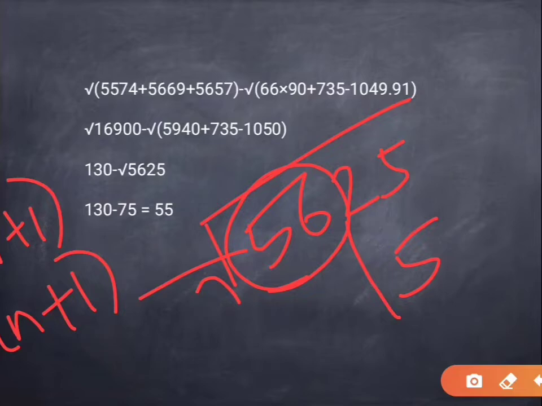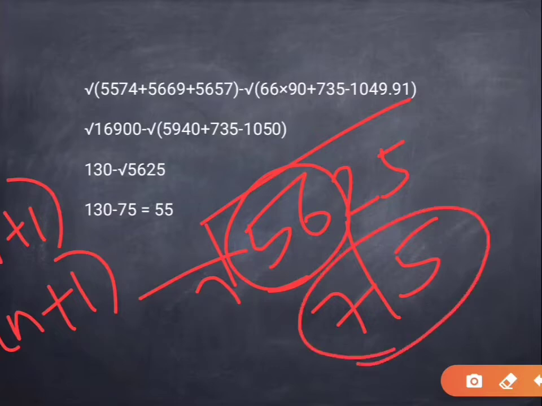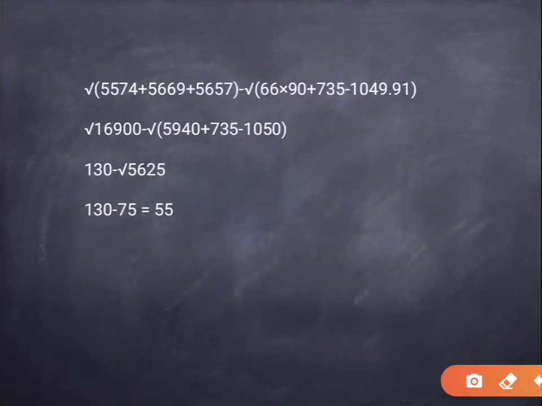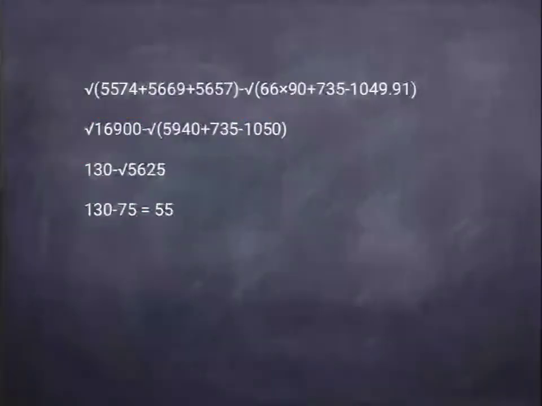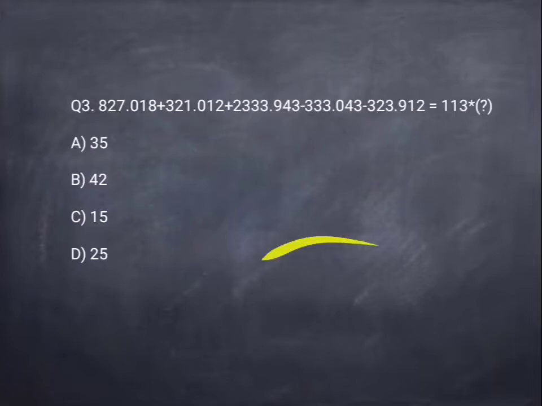Then take the lower value, write it here. Therefore, square root of 5625 is 75. So this whole process finally becomes, the answer becomes 130 minus 75, which is 55. So let's go to the third question.